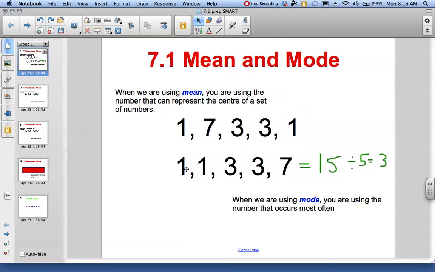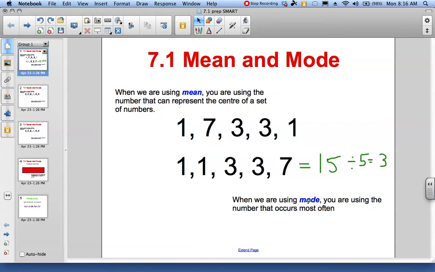So the data set is 1, 1, 3, 3, 7. 1 plus 1 plus 3 plus 3 plus 7 is 15. I divide that by the number of digits in my data set, which in this case is 5. 15 divided by 5 is 3, so 3 is the mean of this data set.